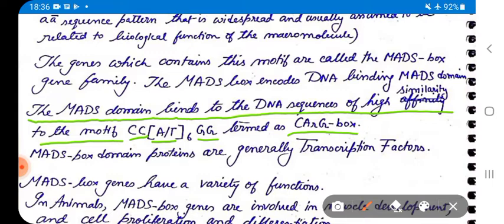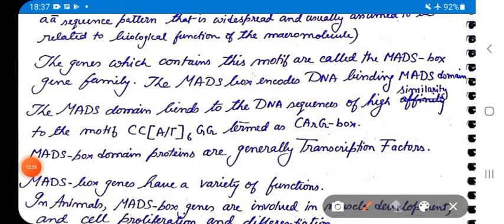Again I repeat slowly. These floral organ identity genes have a MADS box sequence, right? When these genes encode proteins, they will have this MADS box motif, MADS box domain, and they will bind to a specific DNA sequence. Now where will it bind? That sequence is CC, A or T 6 times, then GG. This sequence is also called the CArG box. That means if a DNA contains this sequence, then the MADS box binding domain will bind at that site.